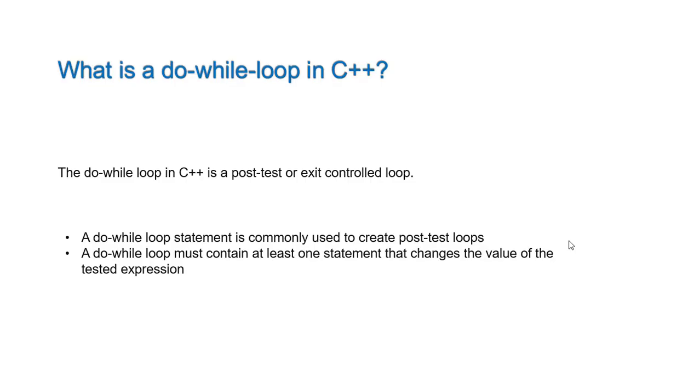What is a do while loop in C++? The do while loop in C++ is a post-test or exit controlled loop. There are some components to it. A do while loop statement is commonly used to create post-test loops, and the do while loop must contain at least one statement that changes the value of the tested expression.